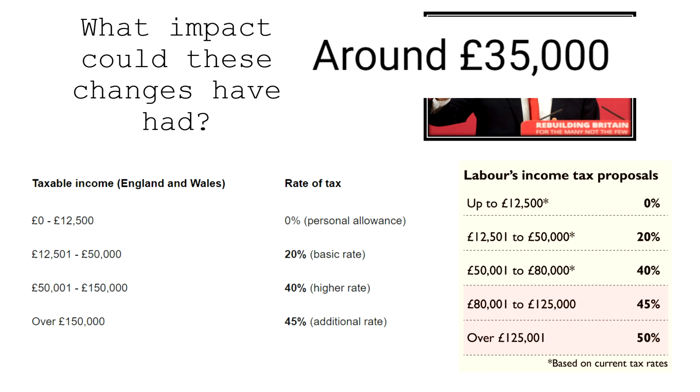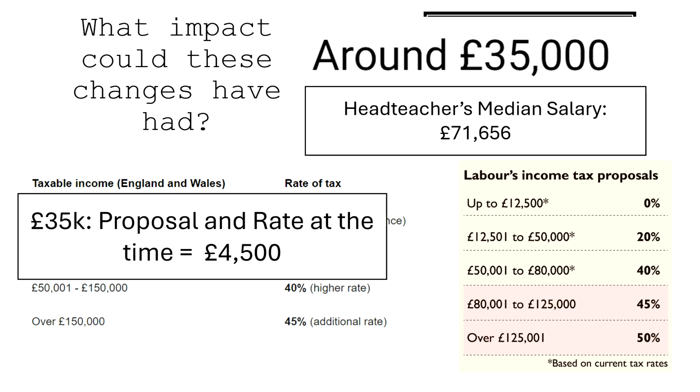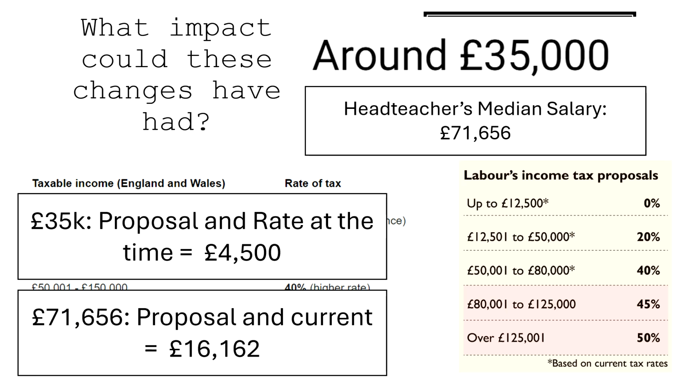Now, let's bring in the next one. So the next one is 71,656. I think the majority of the population would be pretty happy with that salary. So again, how does it differ? How does it change between what it was then and Labour's income tax proposals? Now, what you should find out is there is no difference. 85,000, it doesn't matter whether it was the current rate or the proposal, they'd be taxed at £4,500. And again, with the head teacher's median salary, it would be at £16,162. It makes absolutely no difference to those people based on those tax proposals.